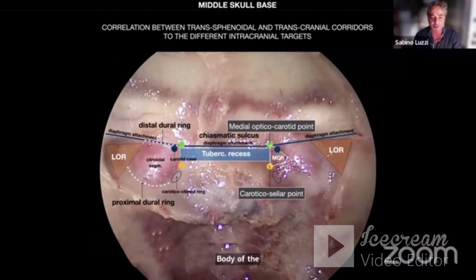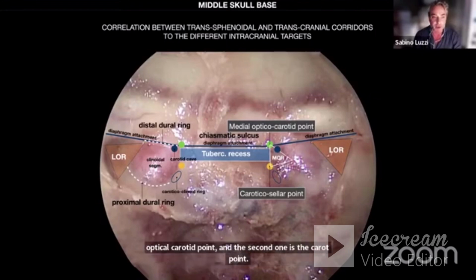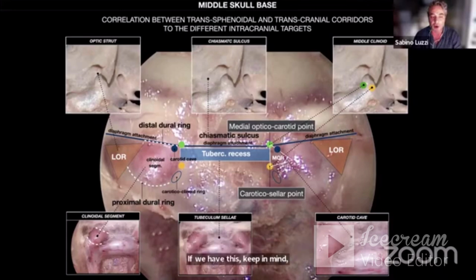The first point at the level of the medial OCR is the medial optical carotid point, and the second one is the caroticoclinoid point. If we have this, keep in mind, the lateral OCR corresponds by intracranial side to the optic tract. The tubercular recess corresponds here to the chiasmatic sulcus. We see here the correspondence between the extracranial side and the intracranial side.